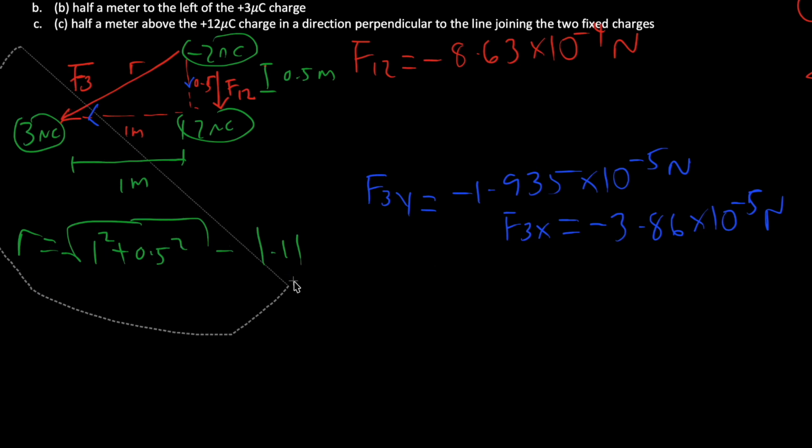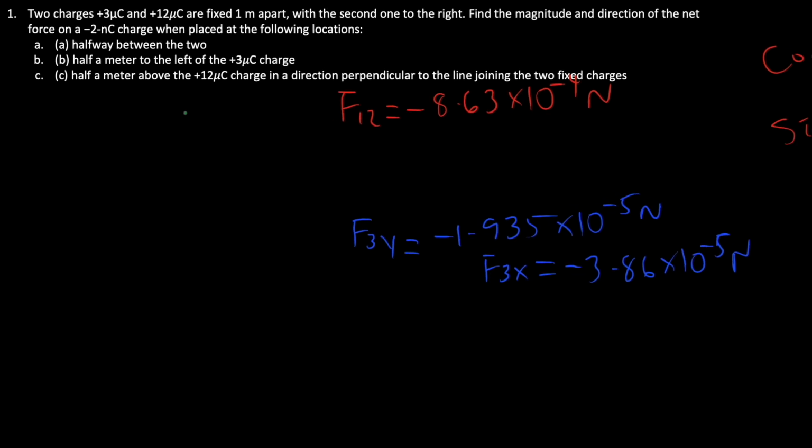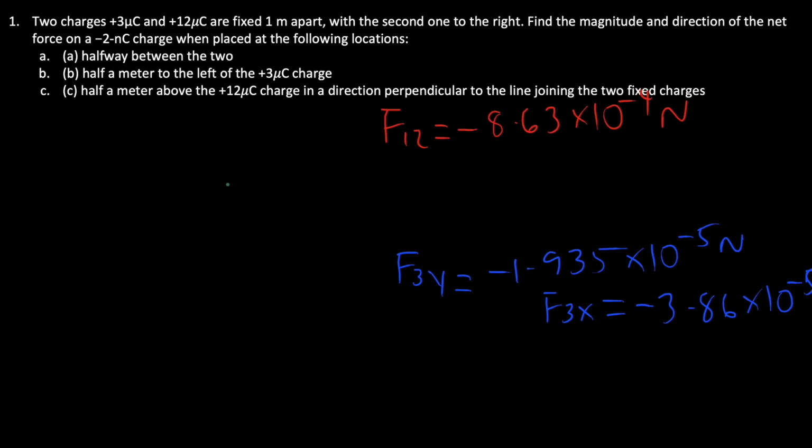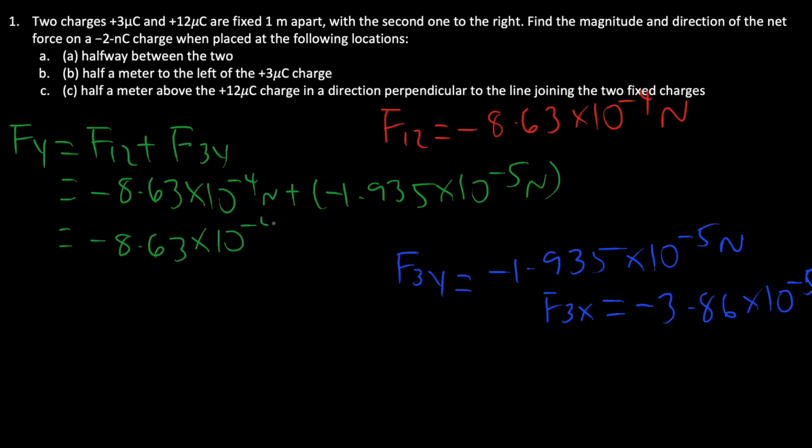So how do we calculate the net force here is you need to add up the y component and then use the Pythagorean theorem to calculate the net force. So the y component is equal to F12 plus F3y, which is equal to negative 8.36 times 10 to the negative 4th power plus negative 1.935 times 10 to the negative 5th Newton, which gives us a value of negative 8.36 times 10 to the negative 4th power. So this is the y component, and the x component, the horizontal component, is equal to F3x.